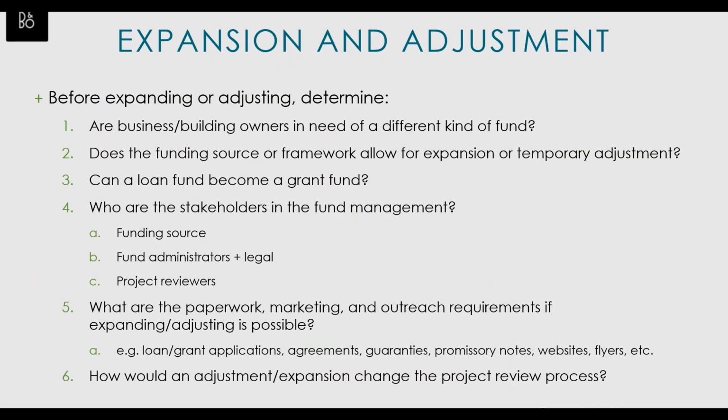If you're thinking about expanding or adjusting your existing facade improvement funds, you're going to want to think about a lot of things, which you probably are in the process of. But this is just kind of in order. What do your business and building owners really need? They might still really want facade improvement funds, or they might really need some of the funds that I outlined in the buckets before. Does your funding source or your current fund framework allow for the expansion or temporary adjustment, or is that just a no-go?